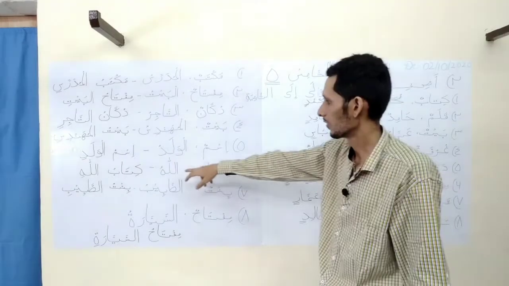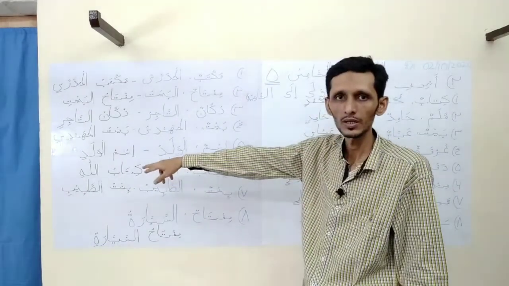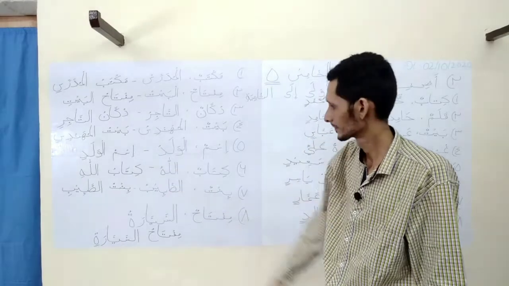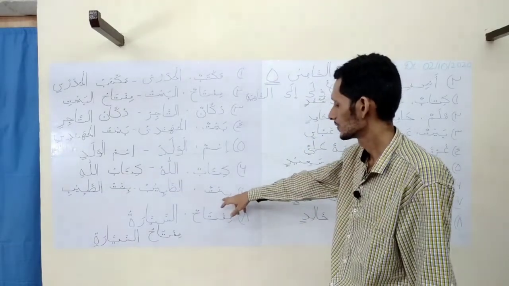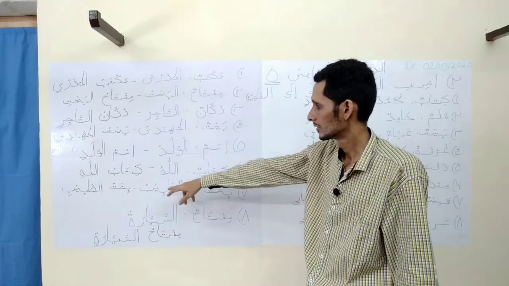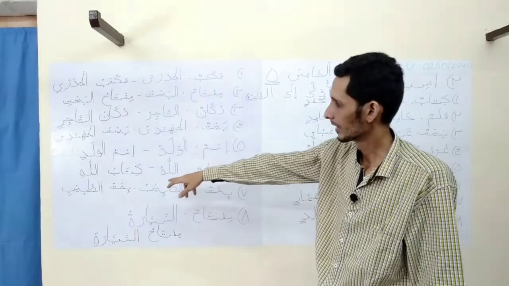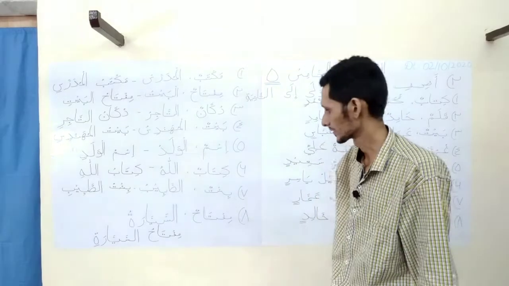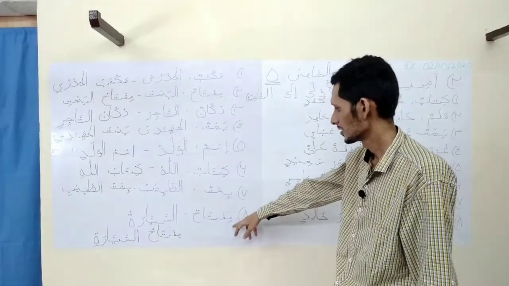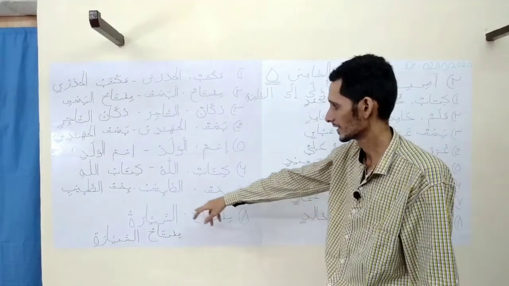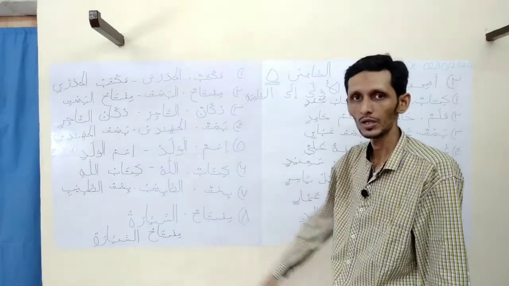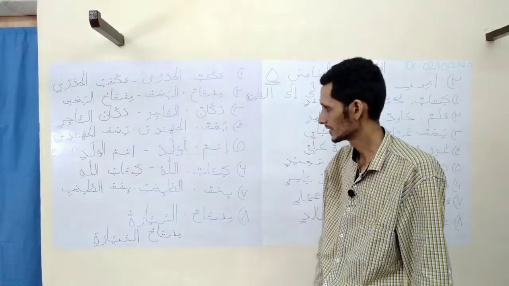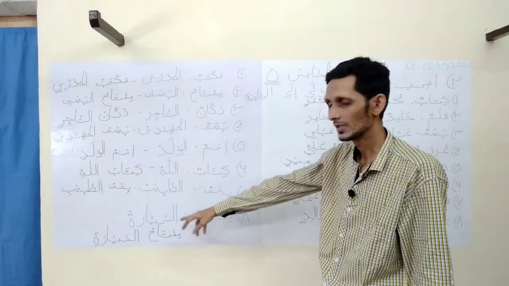Kitabun Allahu. Murakkab will be Kitabullahi. Book of Allah. Baytun at-tabibu. Murakkab will be Baytut tabibi. House of the doctor. And the last one is miftaqun as-sayyaratu. Murakkab will become miftaqus sayyarati, meaning key of the car.